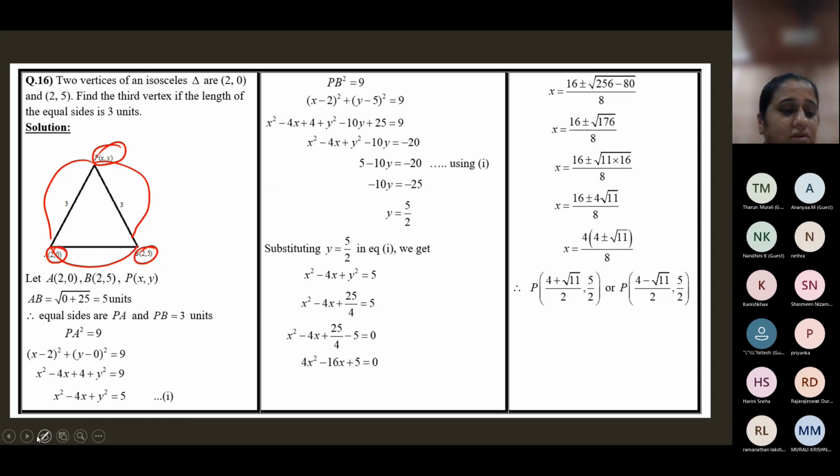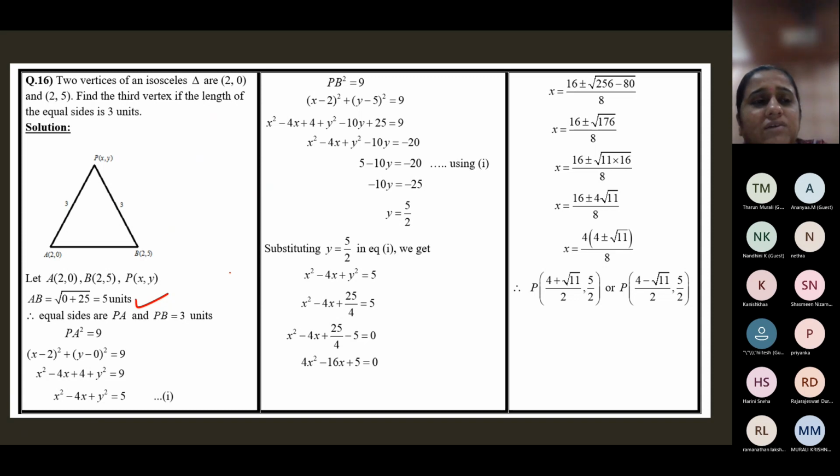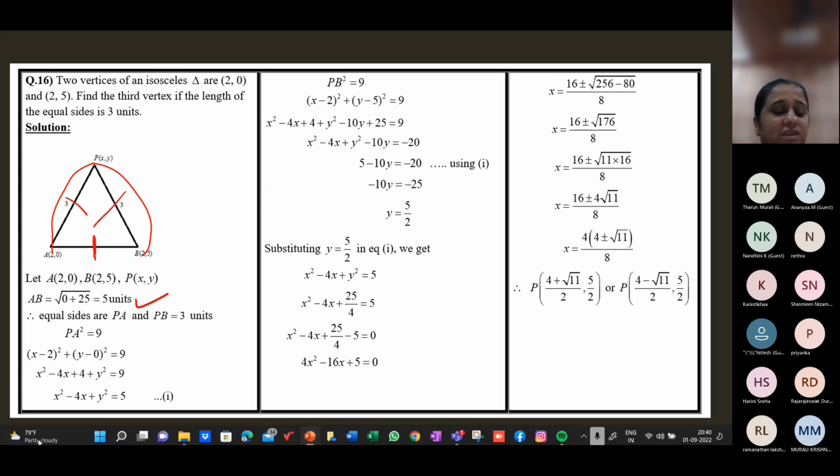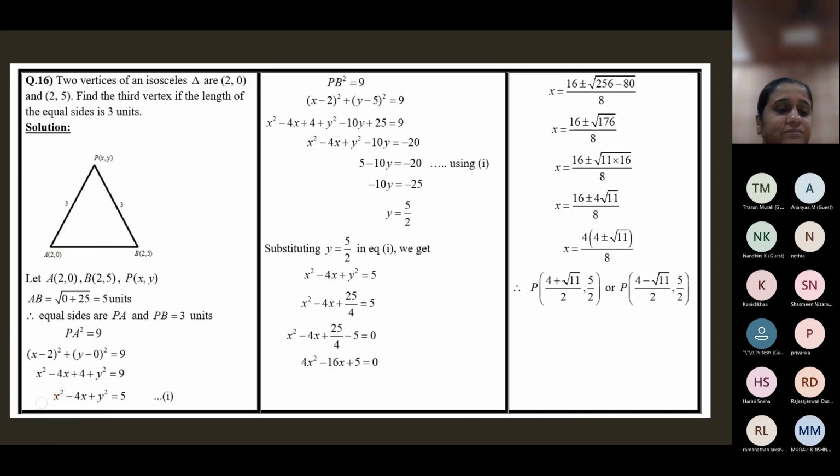So you find AB first. You find the length of the line segment AB. Okay, you get 5 units. AB is 5. But what is given in the question? It's an isosceles triangle. So 2 sides are equal and the equal sides are 3 units each. But AB is 5. That means AB is not any one of the equal sides, which means clearly PA is equal to PB. PA is 3 units, PB is 3 units.